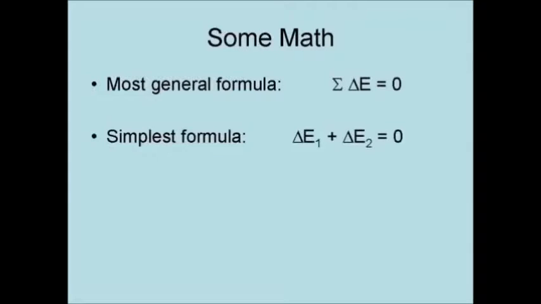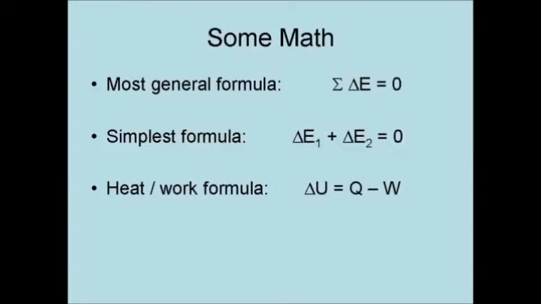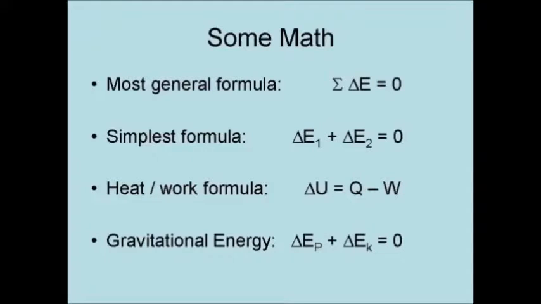The simplest possible expression of this is that the change in energy form 1 plus the change in energy form 2 equals 0. In dealing with heat and work, the formula is the change in internal energy equals the heat added to the system minus the work done by the system. In a gravitational field, it is the change in potential energy plus the change in kinetic energy equals 0.